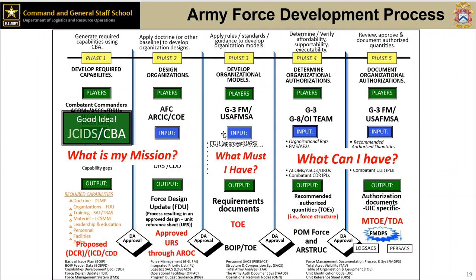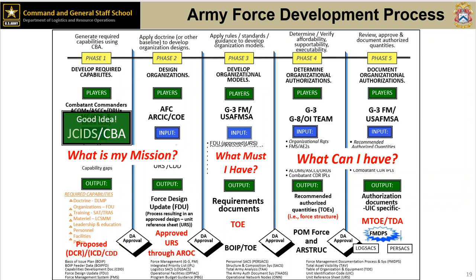This is a money slide. It takes you from soup to nuts. Generating required capabilities using the CBA. That's JCIDS. Then applying the doctrine to develop organizational design. So we define the required capabilities. Then we design organizations. Then we develop organizational models.